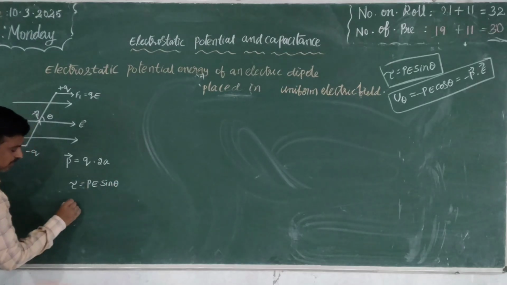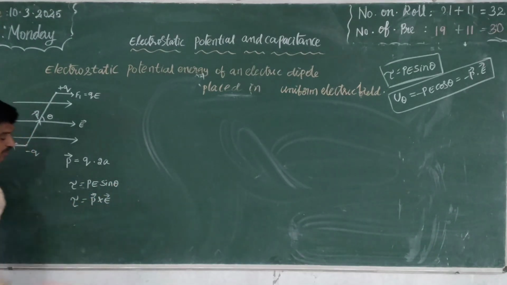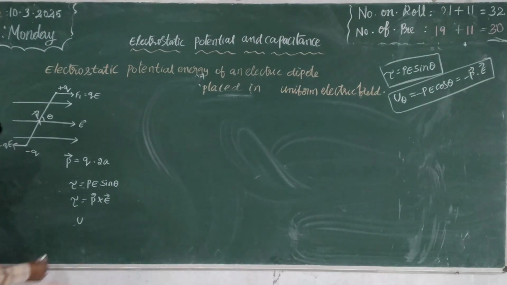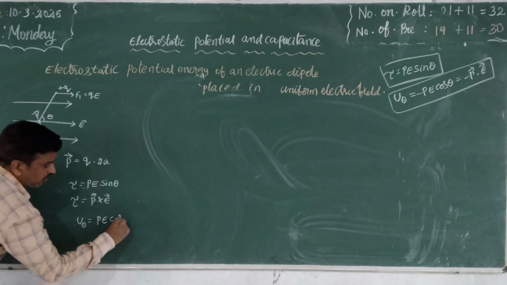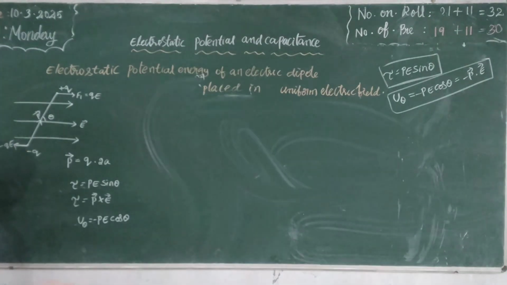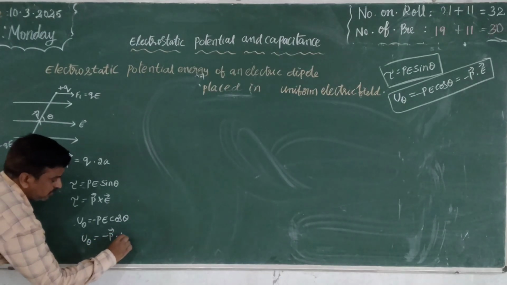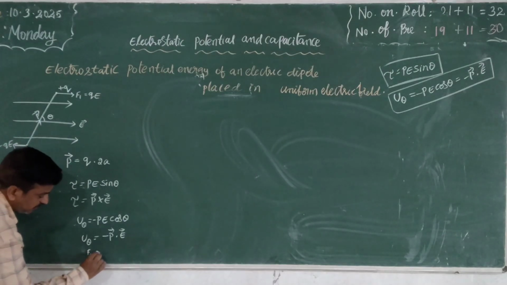So that we can write torque equal to P cross E. What is the electric potential energy? U theta equal to minus Pe cos theta, so we can write U theta equal to minus P dot E. Now, one more thing: what is the net force acting on this one?